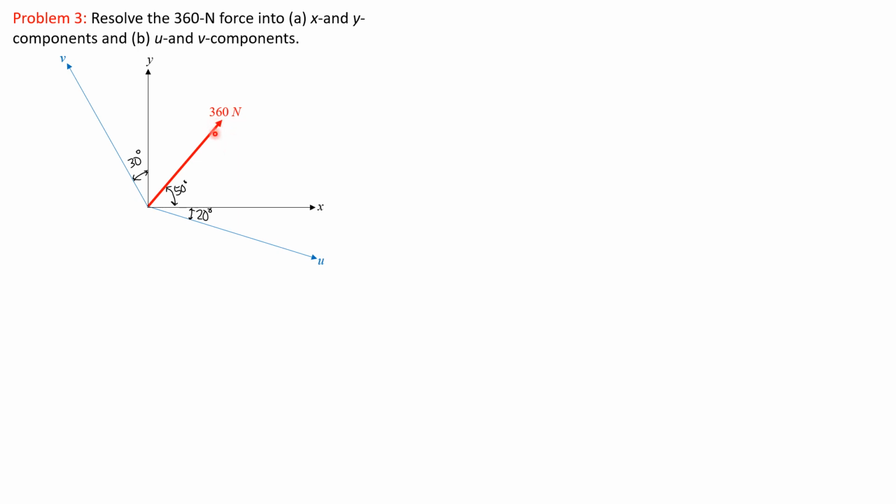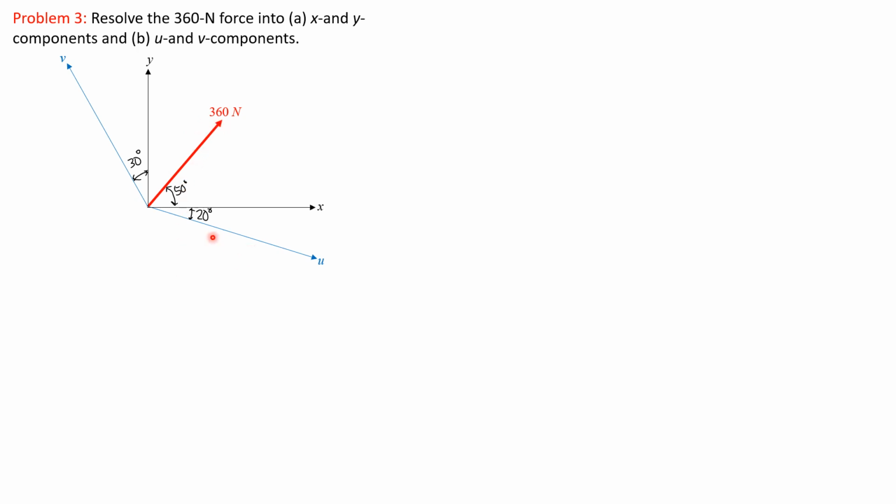For Fx, this is adjacent to 50 degrees. Fx is 360, the hypotenuse, times cosine of 50 degrees. So you'll be the ones to solve that. Then Fy, which is this, equal to this, and we have an imaginary right triangle. Fy is equal to the hypotenuse 360 times sine of 50 because it is opposite. So you'll be the one to compute that. Fy is 360 times sine of 50 degrees.